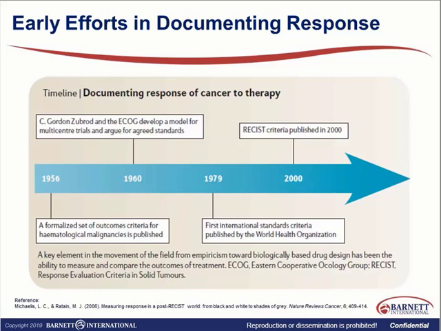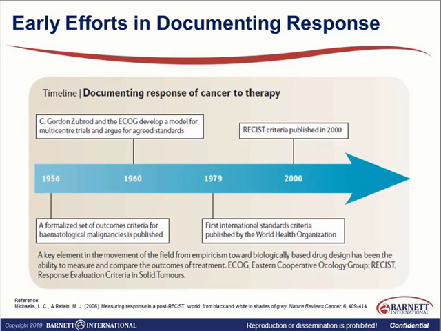In the decades to follow, various cooperative groups began to define exactly what data is necessary to report in a clinical trial and what constitutes response to a cancer agent. In the 1960s, C. Gordon Zubrod and members of the newly formed Eastern Cooperative Oncology Group, or ECOG, developed a model for multi-center clinical trials and argued for a criteria for including and excluding subjects, assigning treatment, and measuring response.